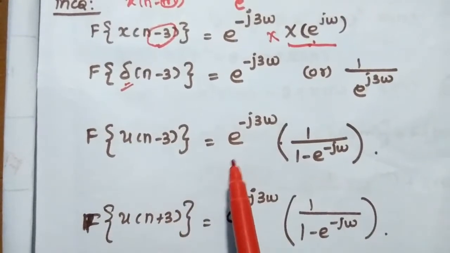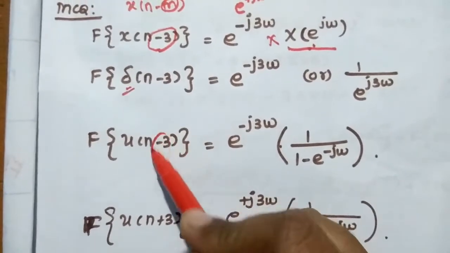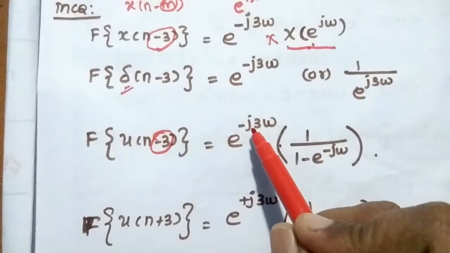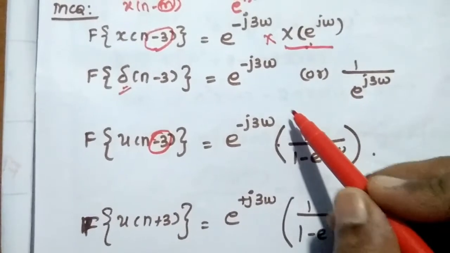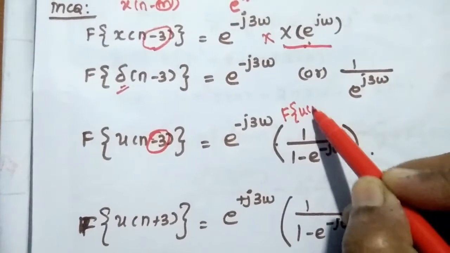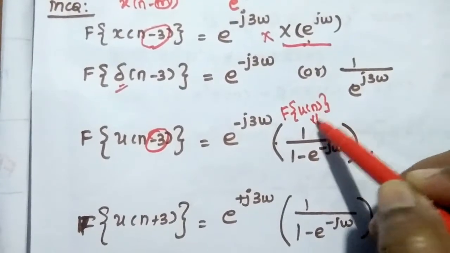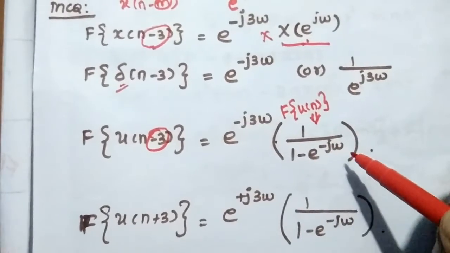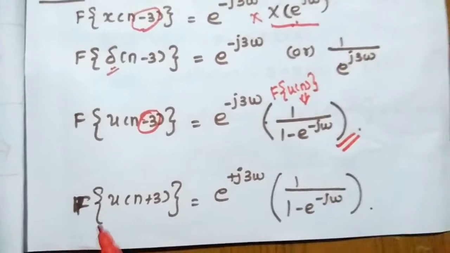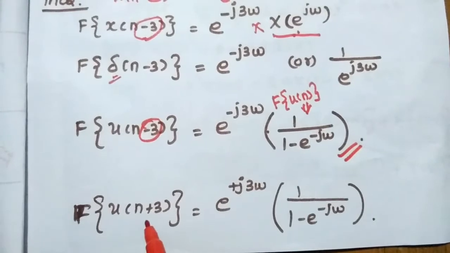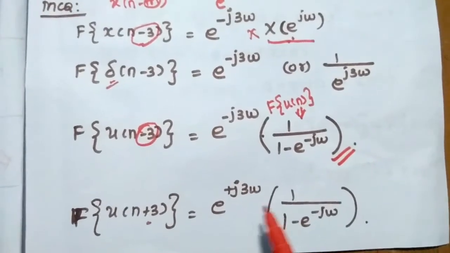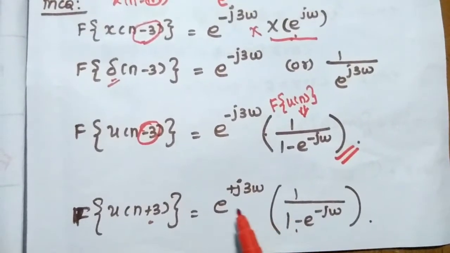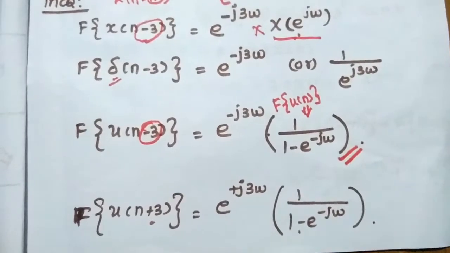So next one is Fourier transform of u of n minus 3. That value is given like this. That is e power minus j3 omega multiplied by Fourier transform of u of n. So what is the value of Fourier transform of u of n? 1 divided by 1 minus e power minus j omega. So this is the answer. Likewise, Fourier transform of u of n plus 3: plus 3 means that Fourier transform is multiplied with e power plus j3 omega.